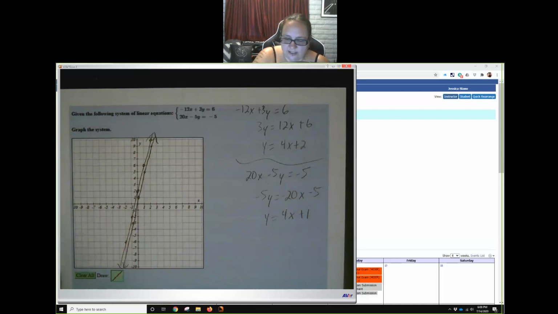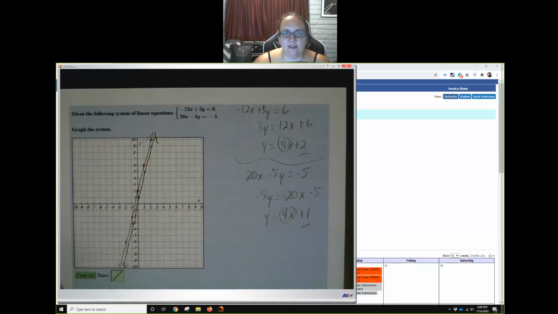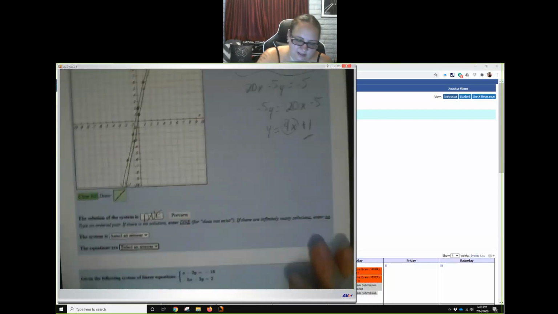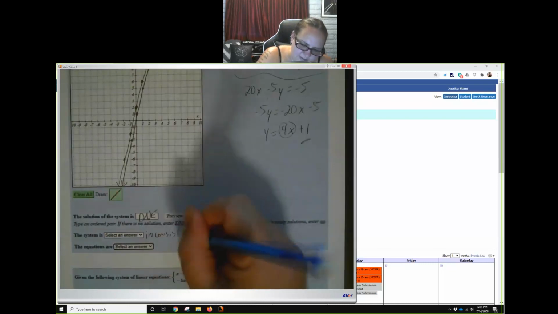All right. See how they have the same slope, but different y-intercepts? That means they're parallel. Parallel lines are D and E, inconsistent, independent.